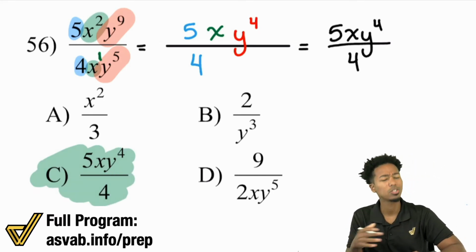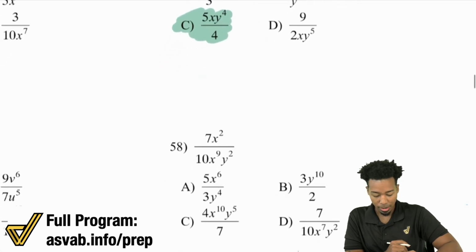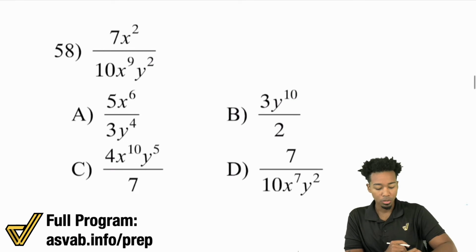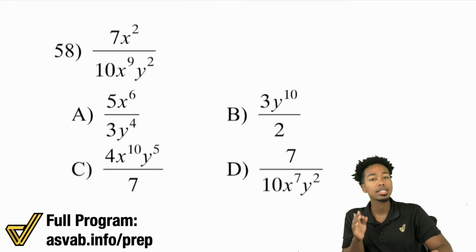Let's keep it going here. Let's try another practice problem out. Again, this is all about getting the right amount of practice and understanding what is going on here. Let's take care of number 58. Notice that again, we have two variables now, x and y, but the idea doesn't change. Remember that you're only going to be applying the rule to the pieces that have the same base.